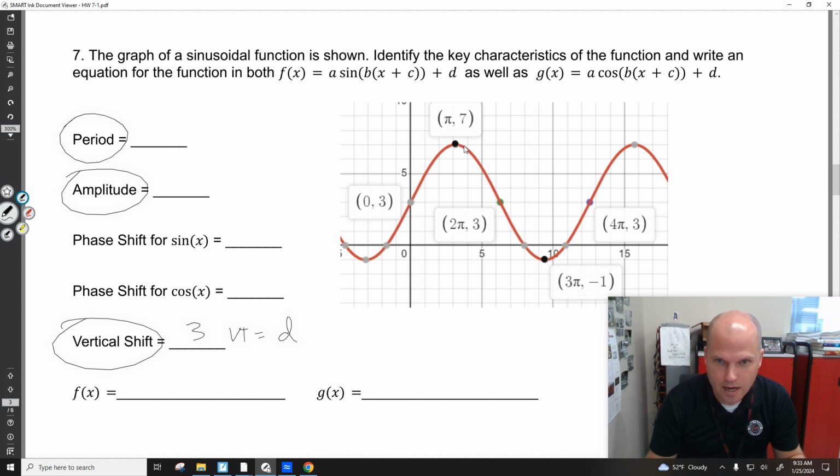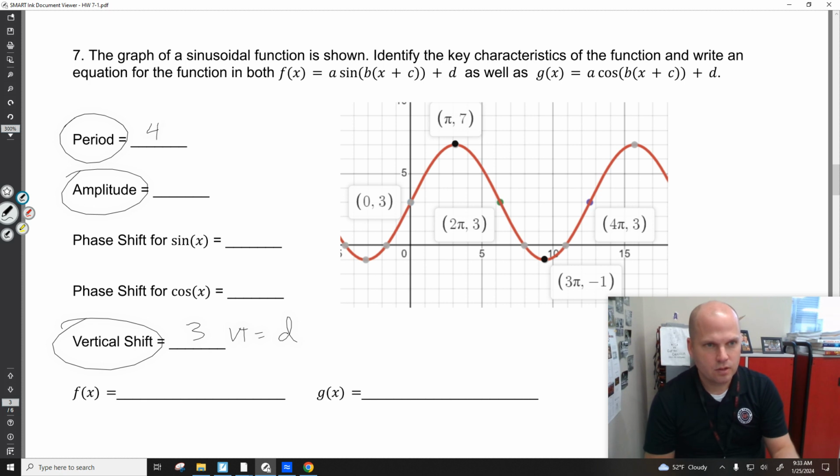Well, I can see I go up, down, and back up, and it takes me a total of 4 pi to repeat itself if I start here. We could also look at these 2 points, but I don't have this coordinate. We could look at half of the period and double it. This half of the graph is 2 pi, double it to get 4 pi.